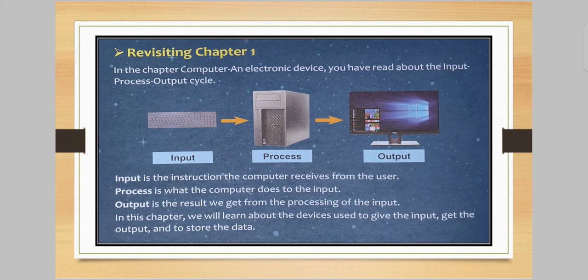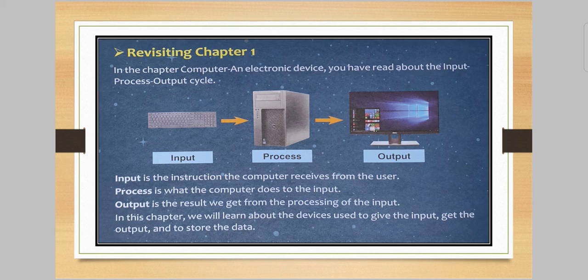First of all, we need to know what is input, process and output. Here you can see the image. Keyboard is an input device, process means the CPU box and output means the monitor. Input means we give some instruction to the computer, for example for calculating anything. Input is the instruction that the computer receives from the user.